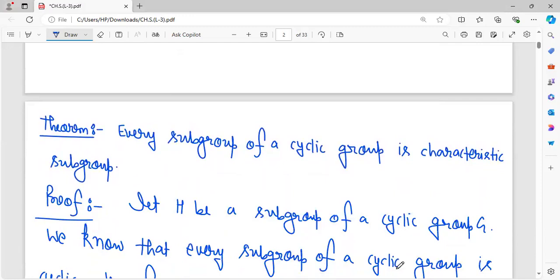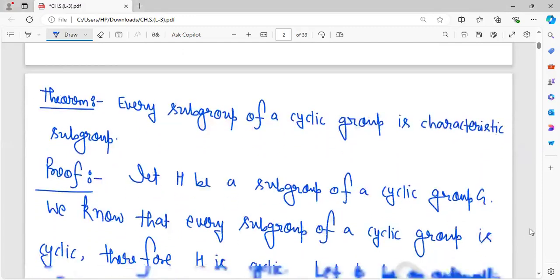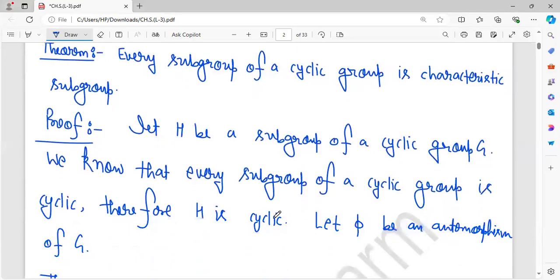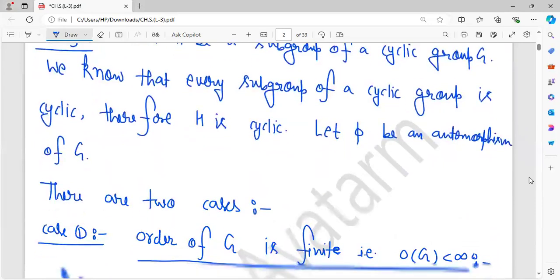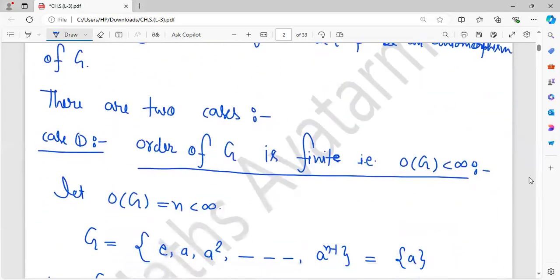We know that every subgroup of a cyclic group is cyclic. Therefore, H is cyclic, and let phi be an isomorphism of G. There are two cases: either the order of G is finite or the order of G is infinite. We take the first case, the order of G is finite. So let the order of G be finite, and that is n.